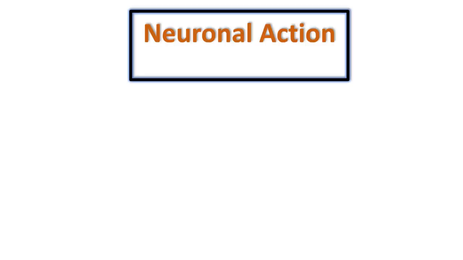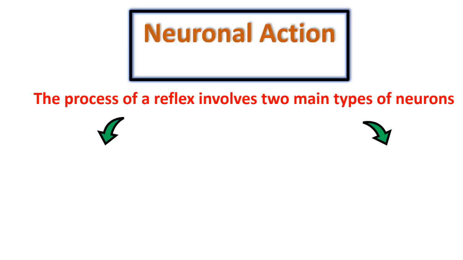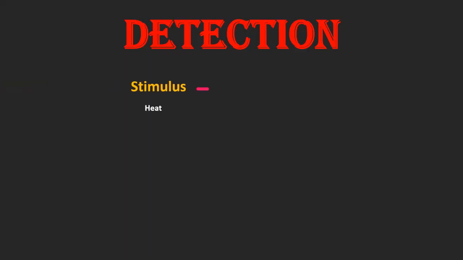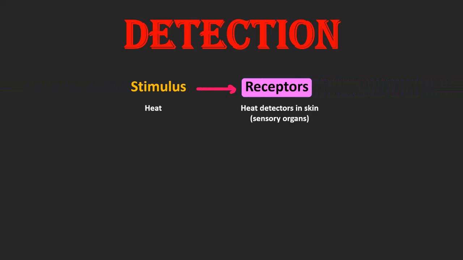Neuronal action. The process of a reflex involves two main types of neurons: afferent, that is sensory neurons, and efferent, that is motor neurons. Here's a simplified overview of how this works. Detection. The process starts when a receptor detects a stimulus, such as a sudden change in the environment. This detection is often influenced by instinct and involves sensory organs like skin.